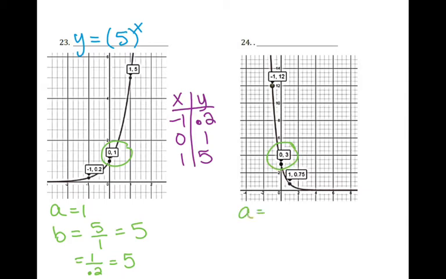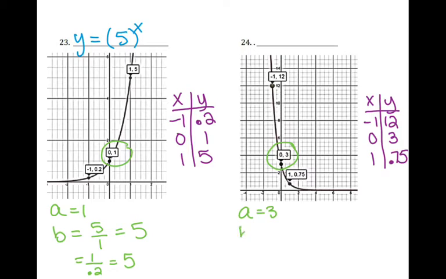A is 3. B, I'm going to set up my table. Table's totally optional, by the way. I just like to organize my points because it's easier for me to see what I'm going to divide by. So -1, I'm at 12. 0, I'm at 3. And 1, I am at 0.75.